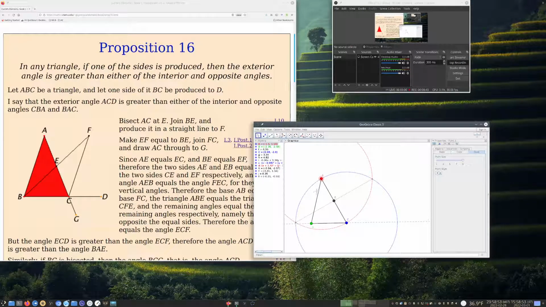Make EF equal to BE. Now we're going to need to use our procedure for copying a compass. No, we don't need to do that. Okay, and so this, again... but let's make this dashed.